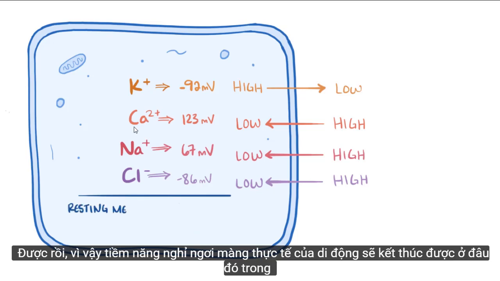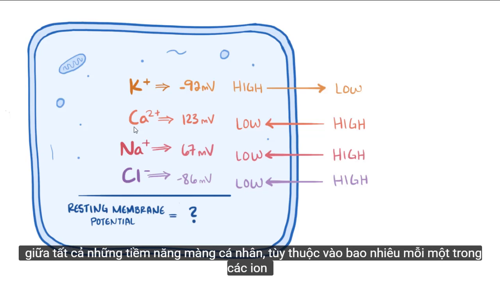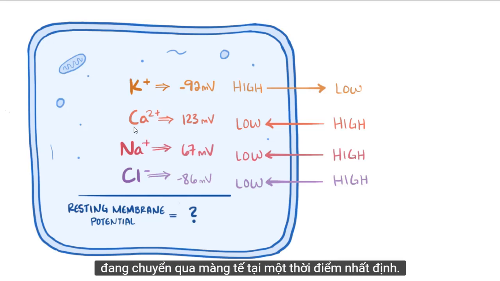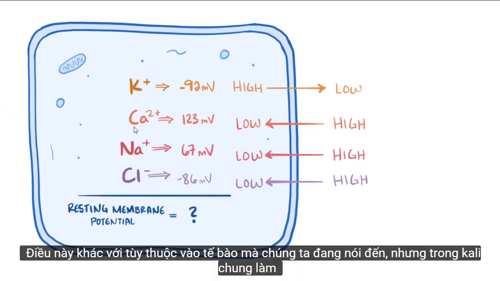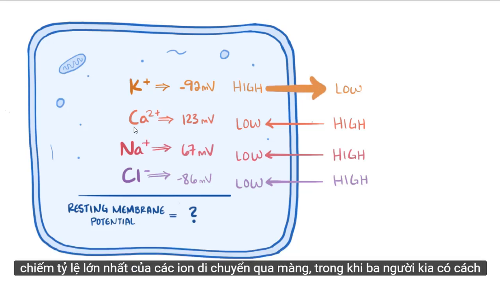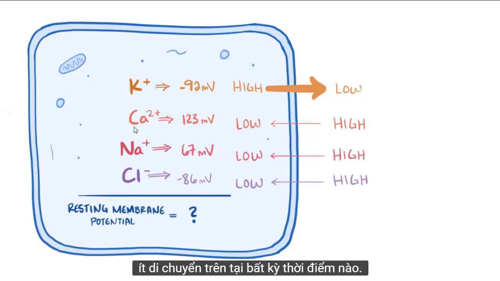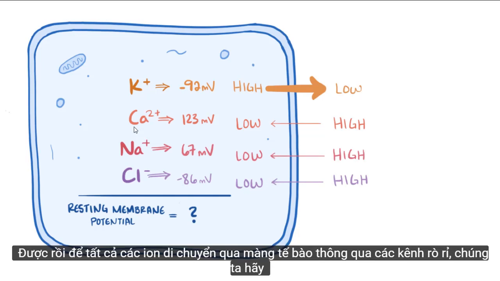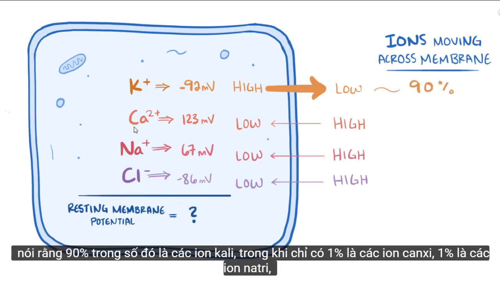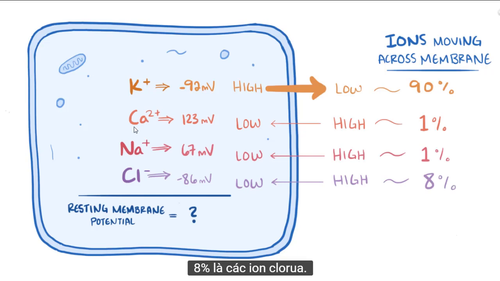Alright, so the actual resting membrane potential of the cell will end up being somewhere in between all these individual membrane potentials, depending on how much of each of these ions is moving across the membrane at a given time. This differs depending on the cell that we're talking about, but in general, potassium makes up the biggest proportion of ions moving across the membrane, while the other three have way less moving across at any given time. Alright, so of all the ions moving across the cell membrane through the leak channels, let's say that 90% of them are potassium ions, whereas only 1% are calcium ions, 1% are sodium ions, and 8% are chloride ions.